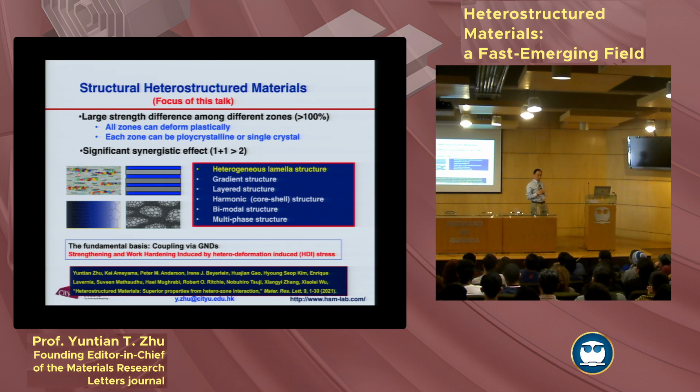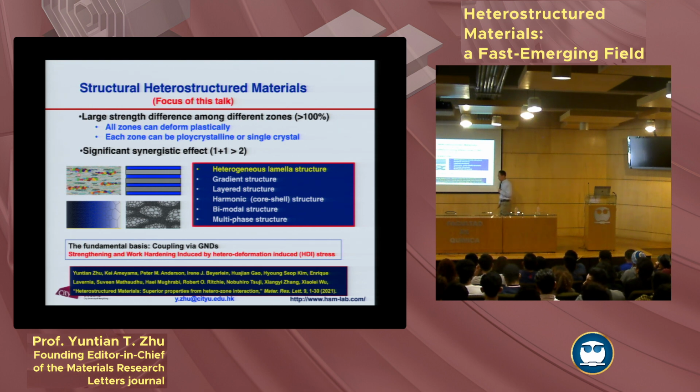For conventional composites, usually one phase is brittle, like ceramics. I will tell you that that's not the best. With that, of course, this is the other one: we need to have the 1 plus 1 larger than 2 effect.